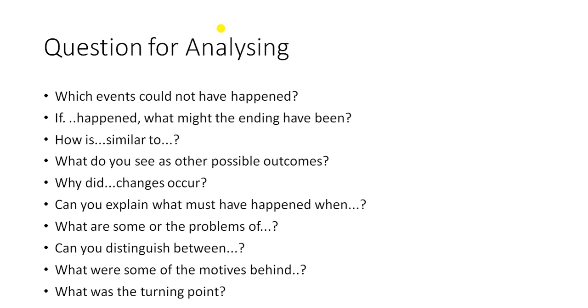And then the next term is analyzing. In this, the learner would be able to analyze and judge, and we can ask certain questions like which events could not have happened, and if they happened, what might the ending have been? Suppose we are teaching a story where the end of the story was not happy. It could have another end. So we can ask the students to analyze it and change the ending of it.